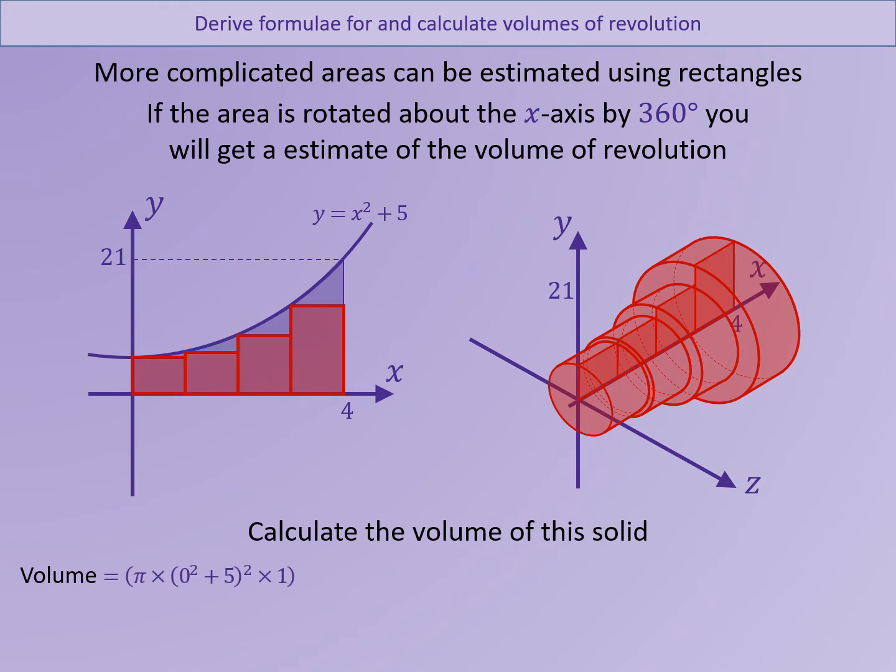So the first cylinder would have a volume of pi r squared h. In this case, r is the y-coordinate of the first rectangle. h is going to be 1 because that is the width of each rectangle in this case. The second would again be pi r squared h using x equals 1 to find the r value. The third rectangle and the fourth rectangle. So we can simplify this, factorising out pi to give us 338 pi as the volume.